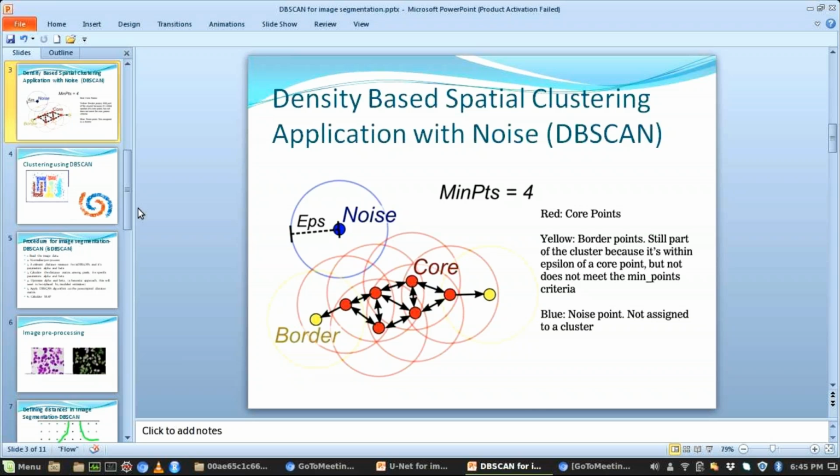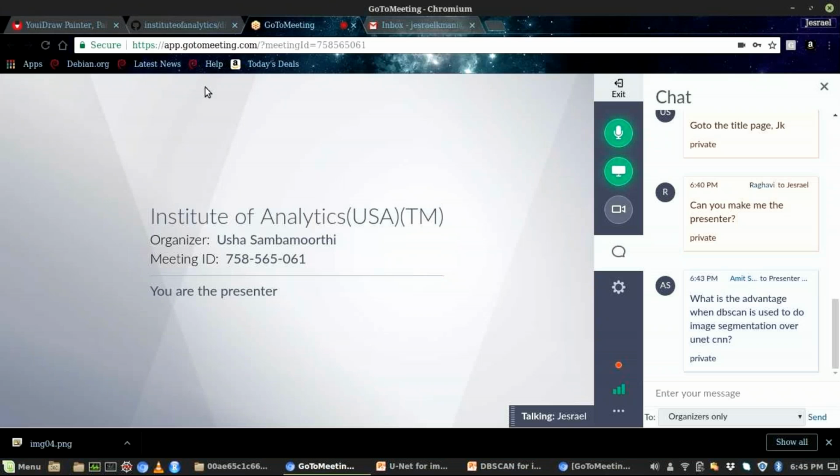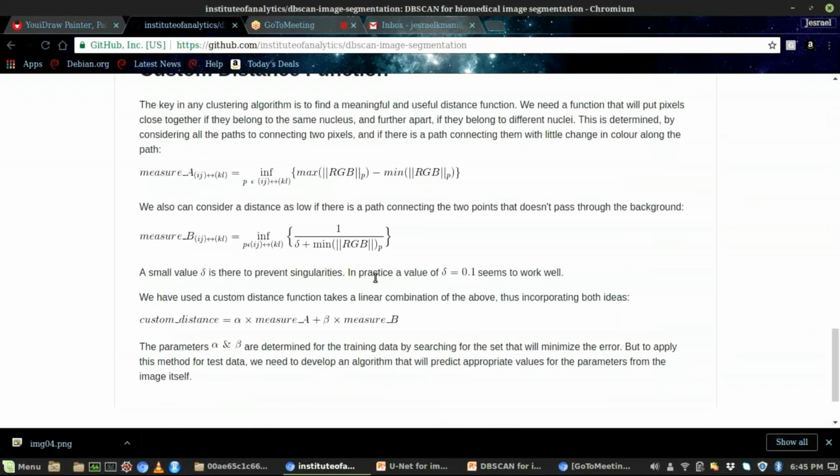Now alpha and beta are a couple of parameters which give certain weights to which concept of distance we are going to be giving importance to. More of alpha means more importance to measure A. More of beta means more importance to measure B. But it's easier to understand than the parameters of a neural network.